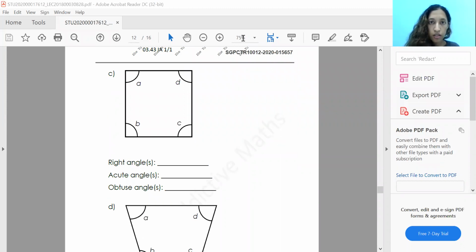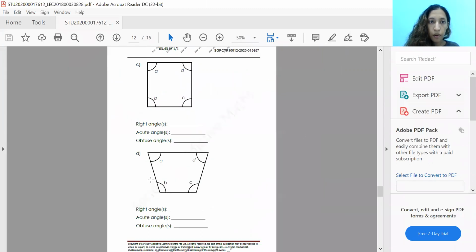Okay, now let's see. Pause on this page here and do this question for me. All right, so let me go through. This, as you can see, is a square. And earlier on, I told you that for a square, all the sides are right angles. Same for rectangle. So square and rectangle, all their sides form a right angle.